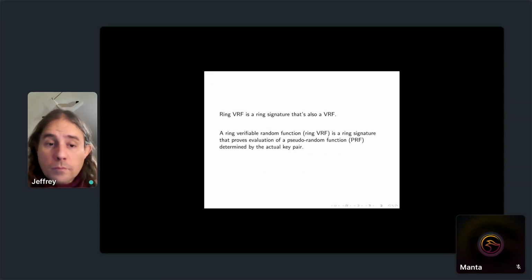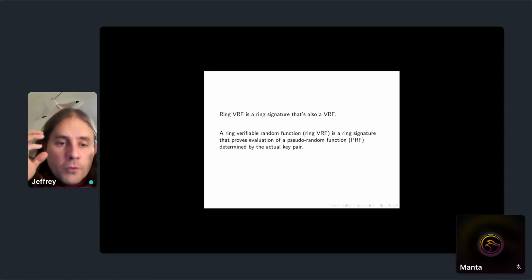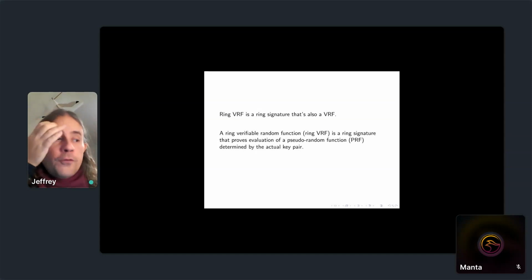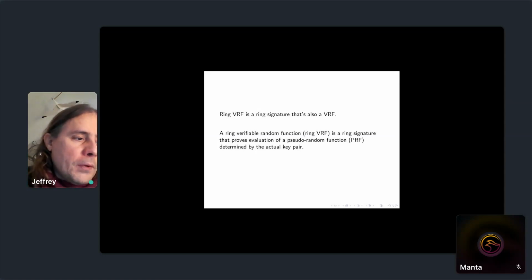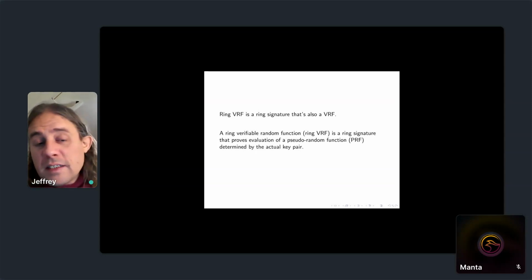Now, what are these ring VRFs? They're ring signatures that are also a VRF. This just means that they prove evaluation of some pseudo-random function. These are determined by the actual key pair, but they anonymize which key pair is being used within some set. Okay, so the claim that I'm going to make is that these things are extremely useful. You can squeeze a lot of different ZK tools that you would want to build into this framework. In fact, using these things becomes simple enough that you don't necessarily need to be a ZK dev anymore.